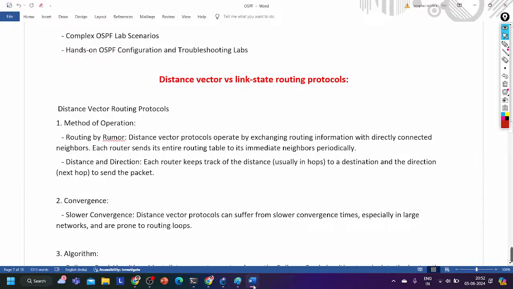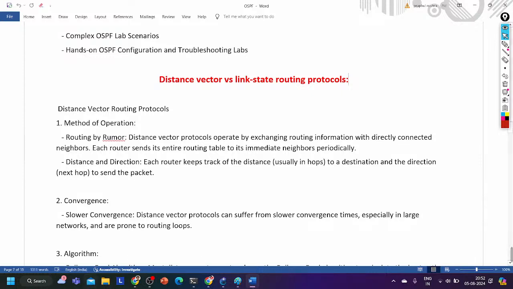Hey, am I audible? Sir, if you don't mind, Mr. Phil, you can go ahead. And one more, please. If you don't mind, can you explain the difference between distance vector and link state protocols again?